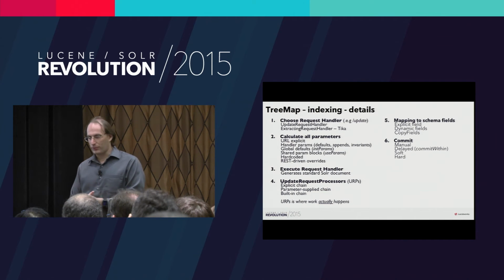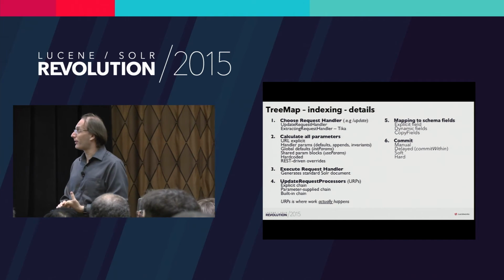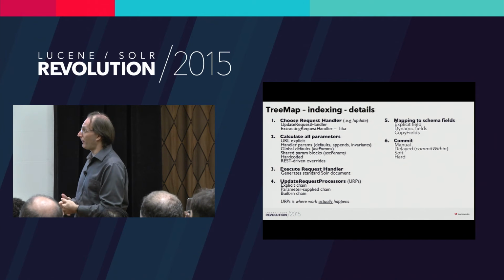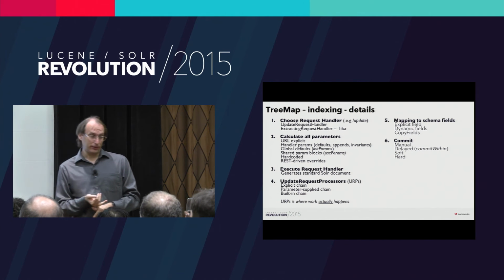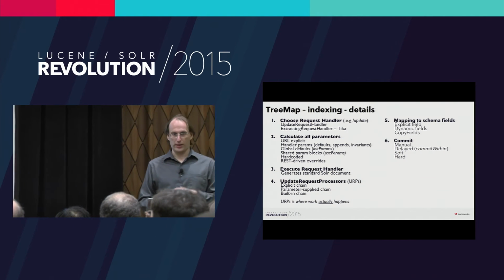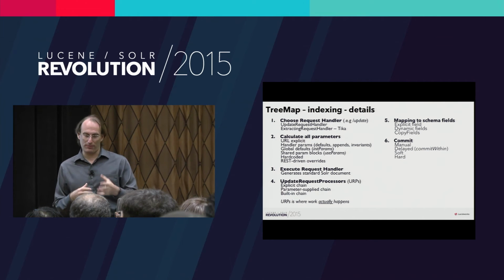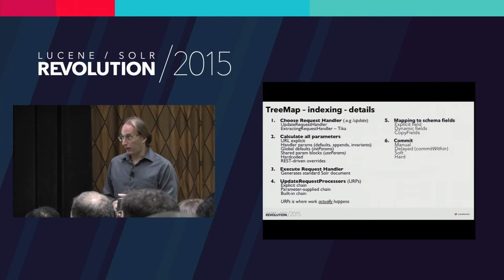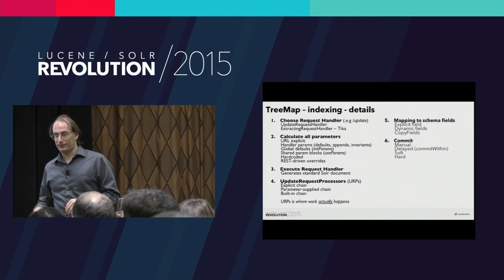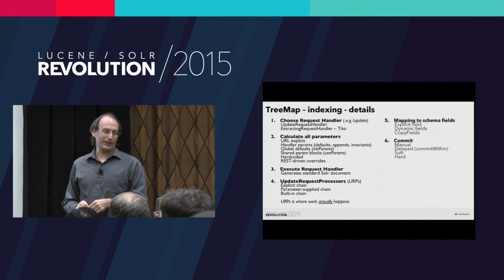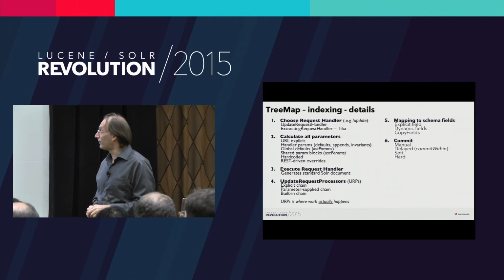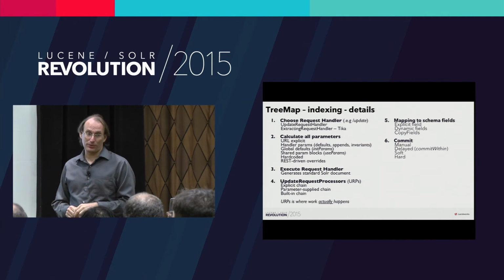Well, it turns out indexing is actually a lot of steps, right? So when you make a request to index something, you choose your request handler, whether it's update or extract or a bunch of other things that map to those. Then you have to apply all parameters, and Solr is getting quite comprehensive in the way it allows you to supply all those parameters. The latest version has, what, 7 different ways you could provide those parameters.